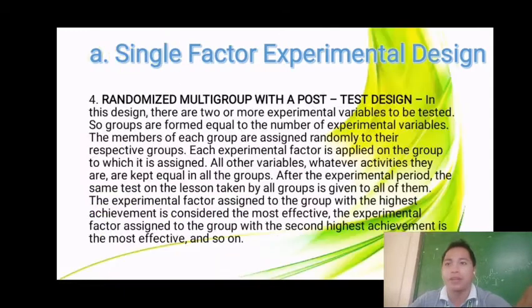Okay, number 4. We have randomized multigroup with a post-test design. In this design, there are two or more experimental variables to be tested. So groups are formed equal to the number of experimental variables. The members of each group are assigned randomly to their respective groups. Each experimental factor is applied on the group to which it is assigned. All other variables, whatever activities, are kept equal in all the groups.